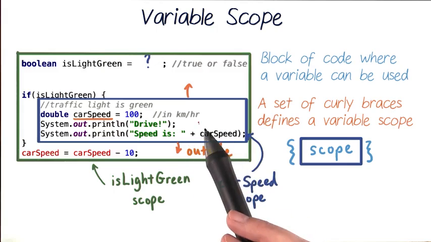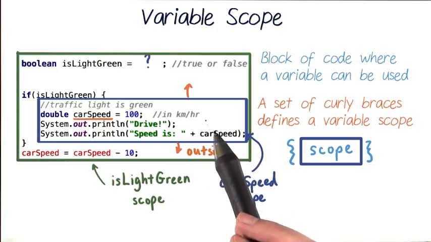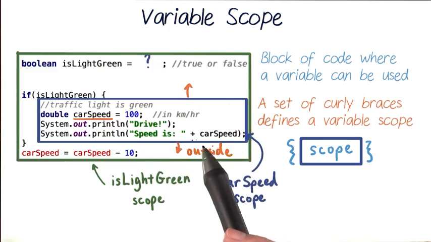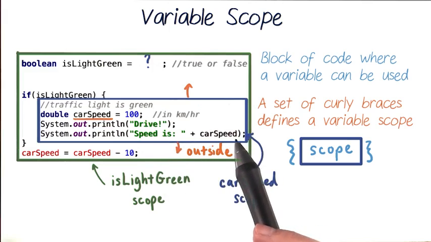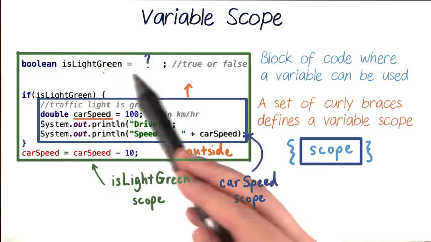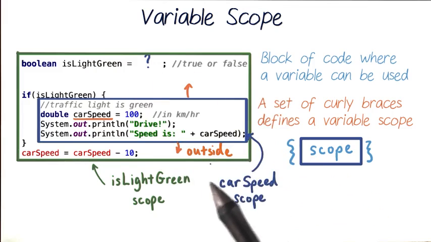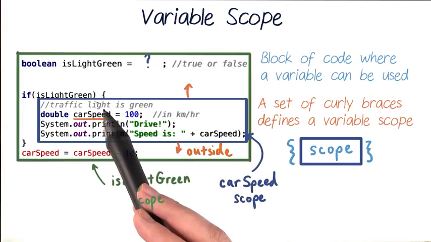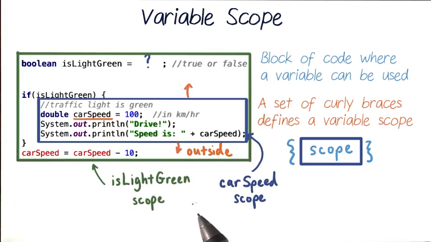So our carSpeed variable, which is declared inside the if statement's curly braces, has a small scope, a small bounding wall that doesn't reach outside the if block of code. But isLikeGreen, which we declared outside of any curly braces, has a big scope, a larger wall that contains our whole program. And this lets us use and refer to our isLikeGreen variable in our test condition. So keep this in mind as you write your if statements.